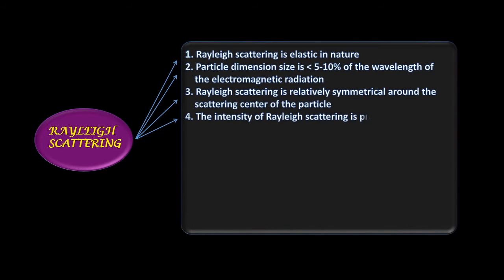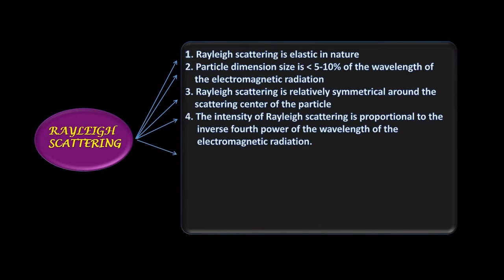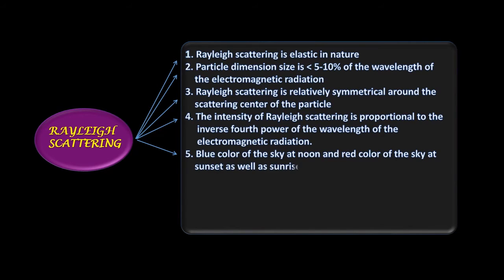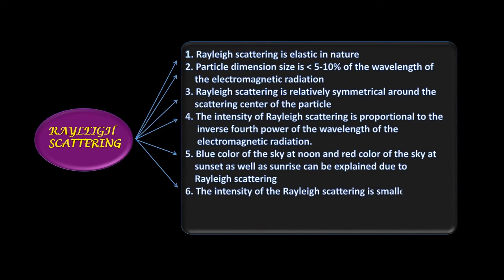Fourth one, the intensity of the Rayleigh scattering is proportional to the inverse fourth power of the wavelength of the electromagnetic radiation. Fifth one, blue color of the sky at noon and red color of the sky at sunset as well as sunrise can be explained due to Rayleigh scattering. Sixth one, the intensity of the Rayleigh scattering is smaller than the Tyndall scattering because of the smaller size of the particles involved.